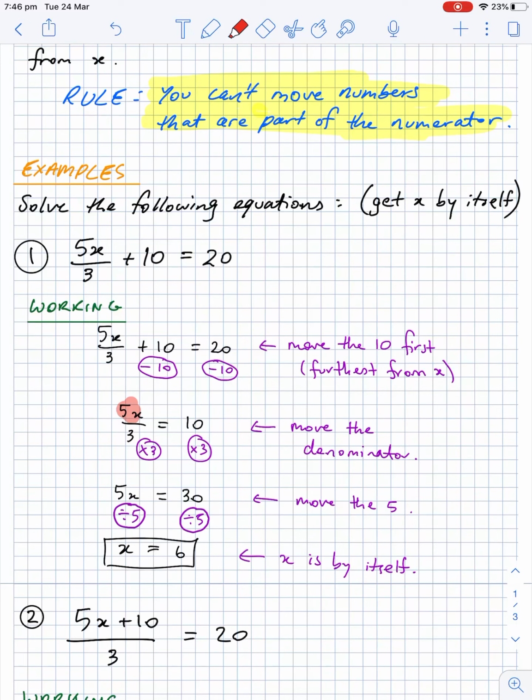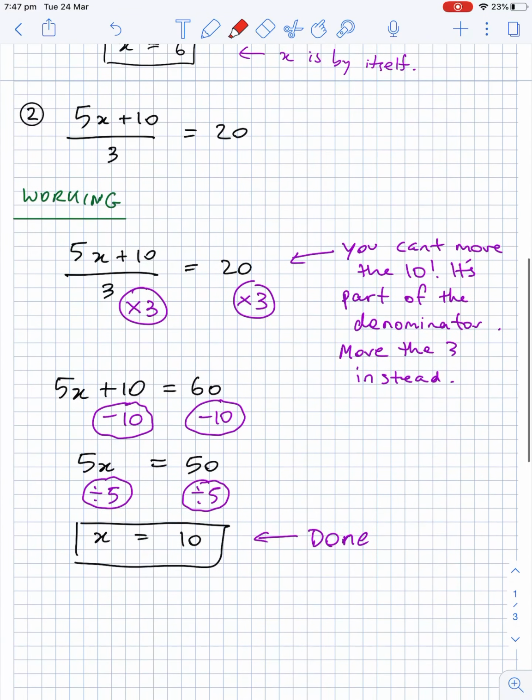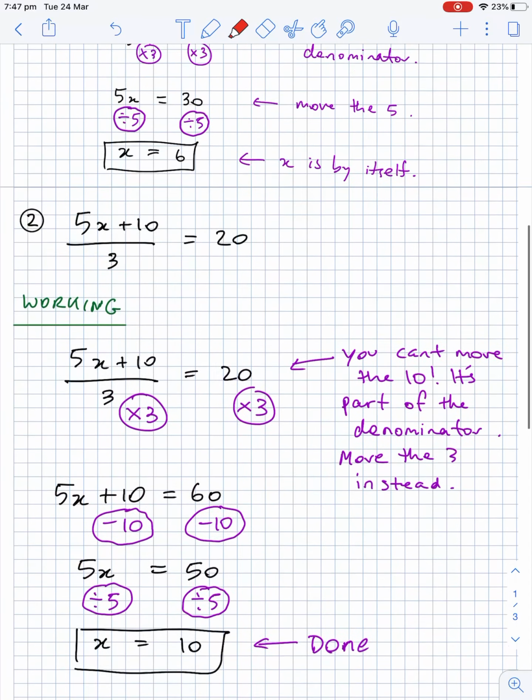And lastly, we get rid of the 5 by dividing both sides by 5, because that 5 is timesing. And 30 divided by 5 gives you a 6. And so remember, 5 over 5, they cancel, leaving you with just 1x. So there's your final answer. We finally got x by itself, so you are done. X is equal to 6. Finished, solved.